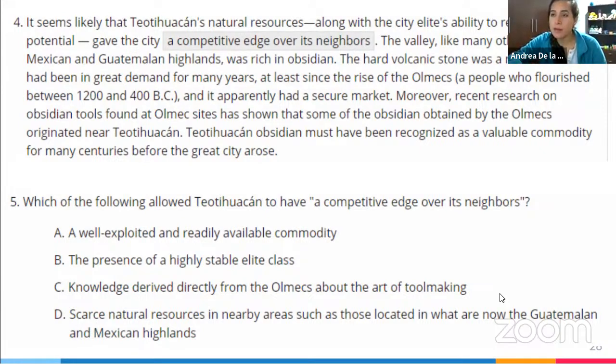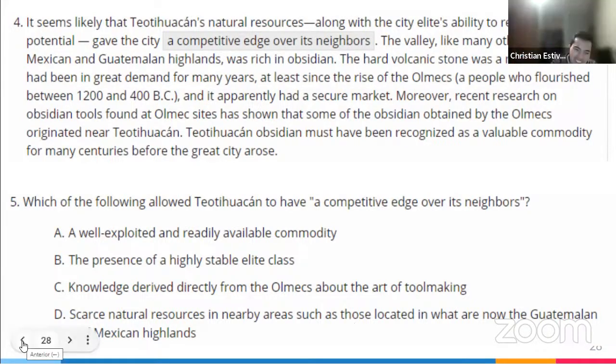Estaban tal cual. Pero si no fuera una quote, probablemente tuvieras sinónimos, ¿no? Como dijimos, en vez de competitive edge, podría ser an advantage. Instead of neighbors, you could have surrounding cities. Pero usualmente sí van a haber palabras que se repitan y que las encuentres en el texto. Entonces se trata de buscar alrededor. Okay, thank you. Any other question?